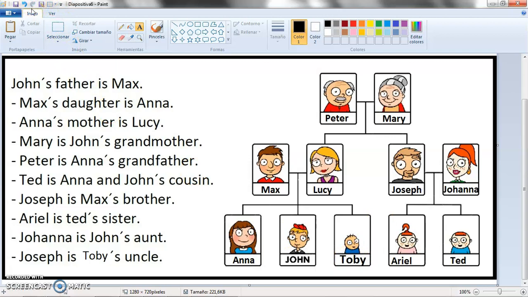Y esos son los parentescos. Trata de memorizarlos y practicarlos todos. Es un family tree. Father, mother, daughter, son, brother, sister, grandmother, grandfather, uncle, aunt.